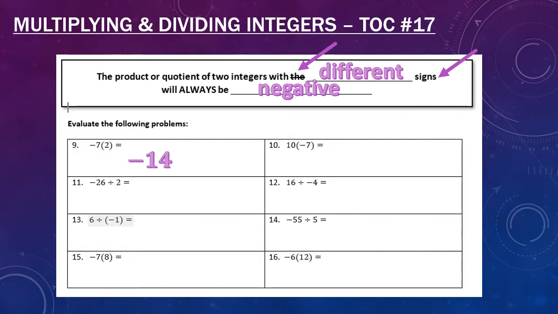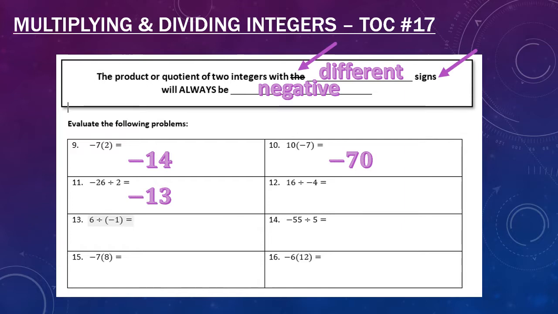Number 10, I have a positive 10 and a negative 7. My answer is negative 70. With number 11, I have a negative divided by a positive. My answer is still 13, but because I have a negative and a positive, my answers are different. My answer in that situation, or my quotient, is negative 13.